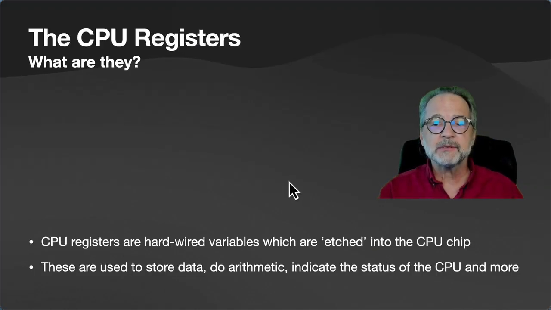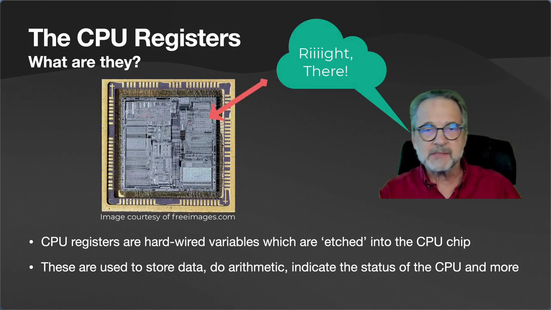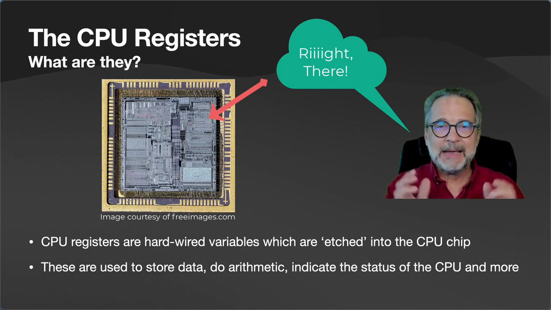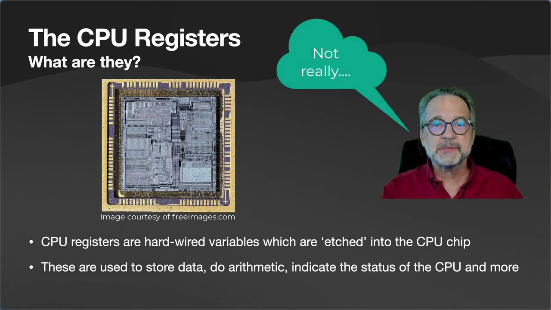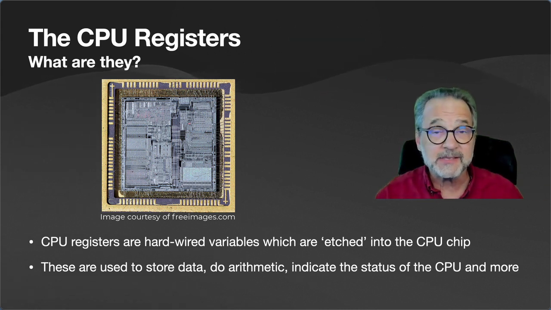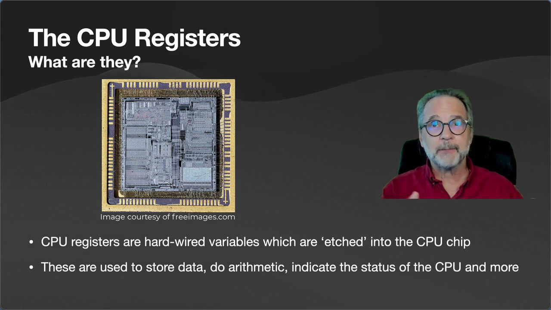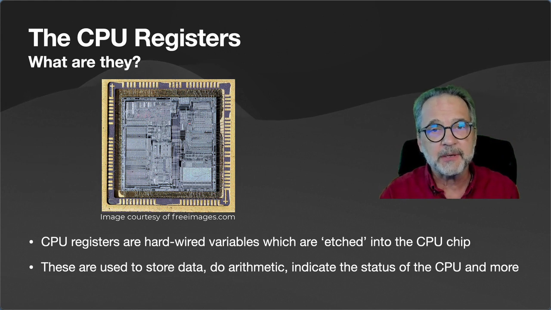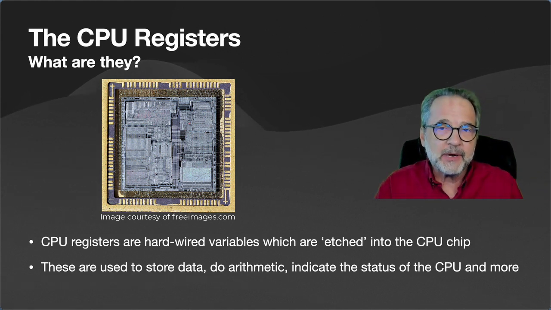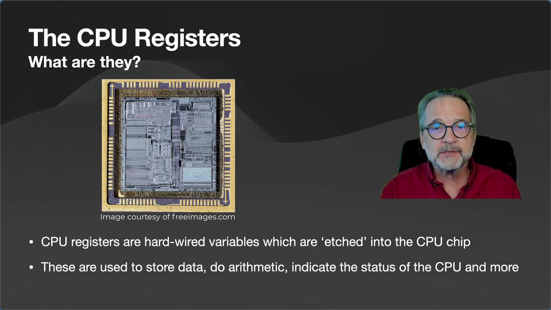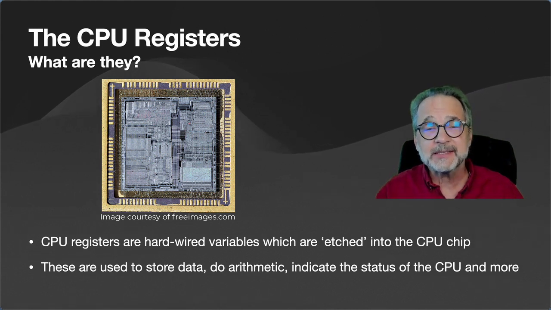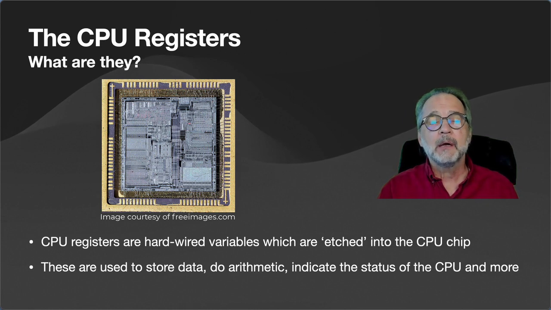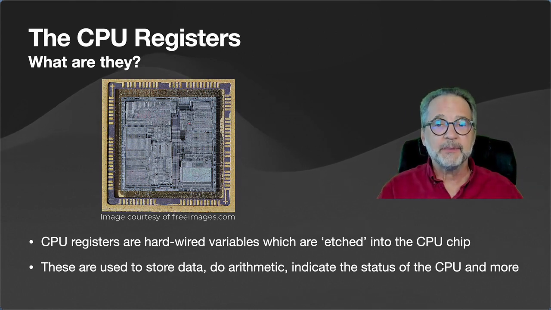A CPU register is a hardwired variable. It's built into the CPU with transistors and all that stuff. It's etched into the CPU chip. These are used to store data, to manipulate the data, to do arithmetic, and to indicate the status of the CPU. The CPU is not programmable in the sense that you can add code to the actual CPU, so you really can't create your own variables. All of these registers, including flags, which tell you the state of the central processing unit, are hardwired into the CPU.